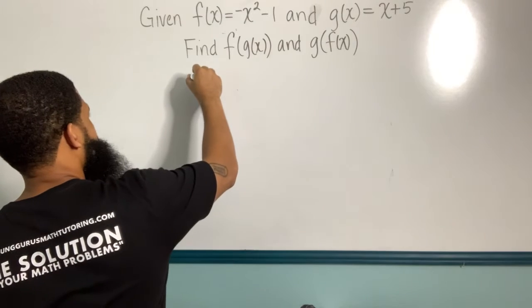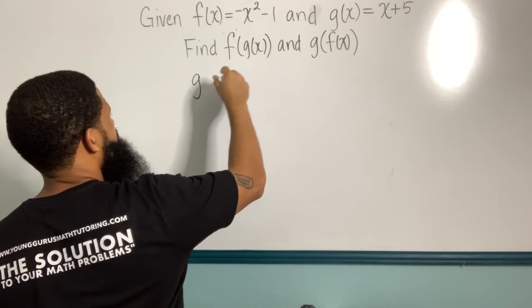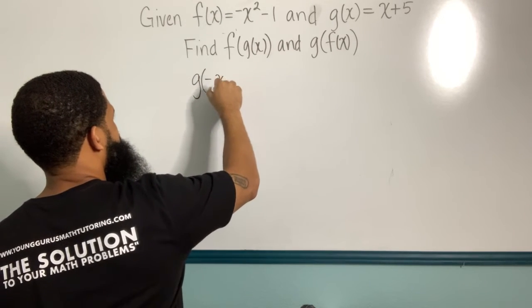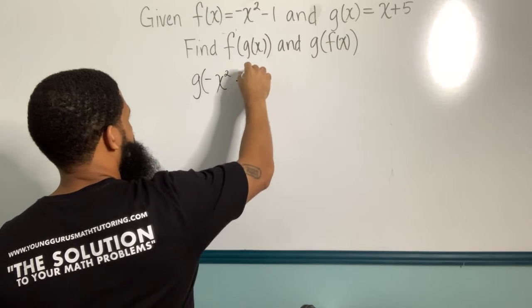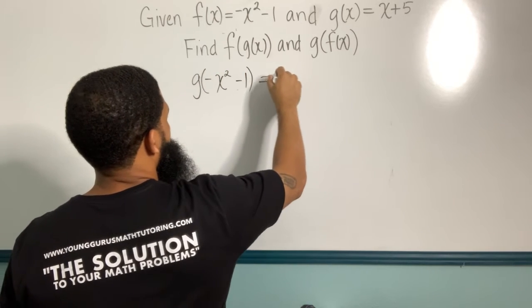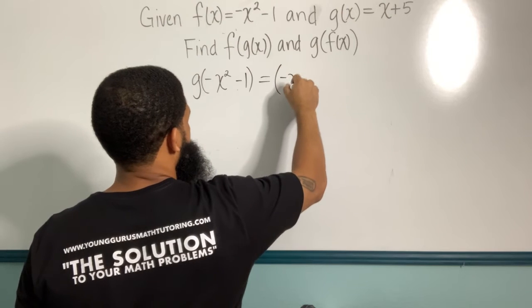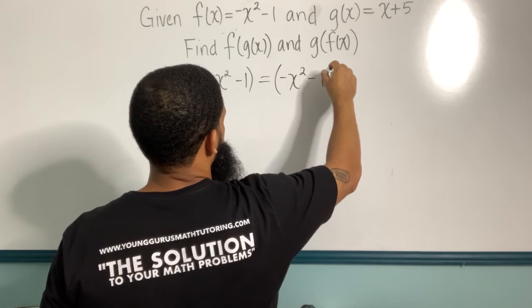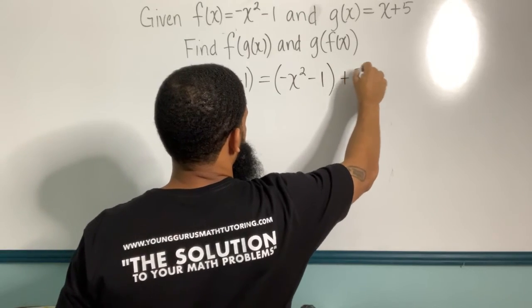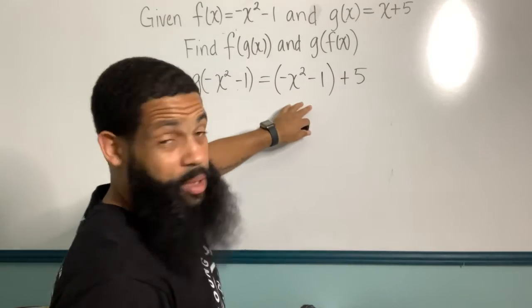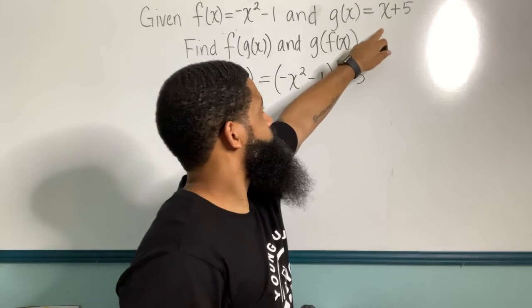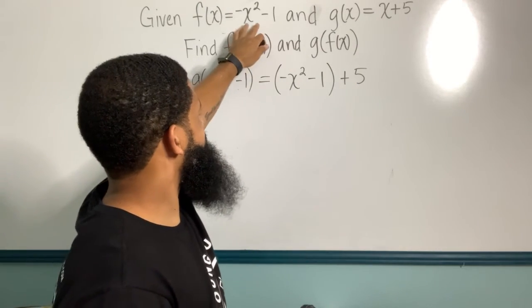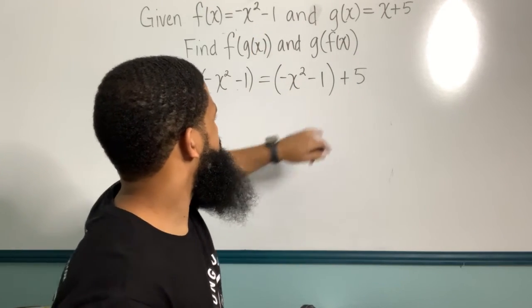So if I find g of f of x, that means I'm finding g of negative x squared minus 1. All right. So I'm going to put negative x squared minus 1 and then plus 5, all right? Got to make sure we substitute properly. So g of x is x plus 5. Well, f of x is negative x squared minus 1.